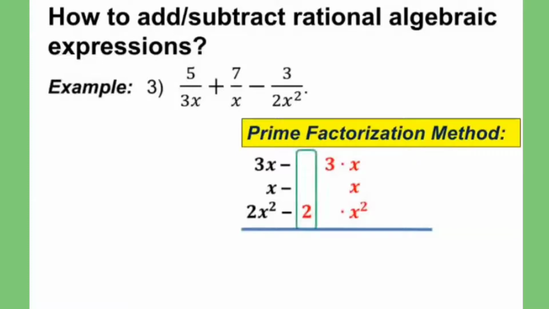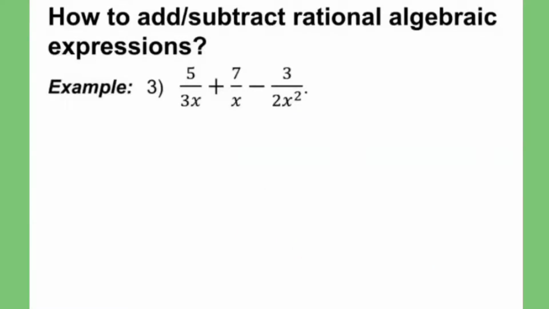For the first one, bring down lang natin yung 2. Second, bring down lang natin yung 3. And lastly, kunin lang natin yung base na may pinakamataas na exponent. So in this case, we choose x squared. To find the LCD, multiply lang natin 2 times 3 times x squared. That is equal to 6x squared. And this is already our LCD.